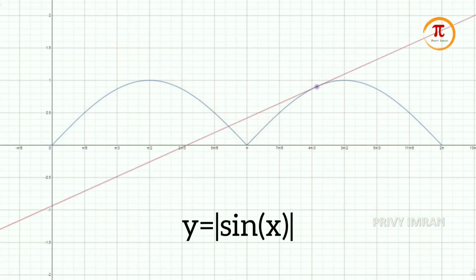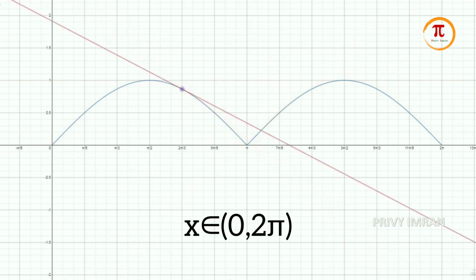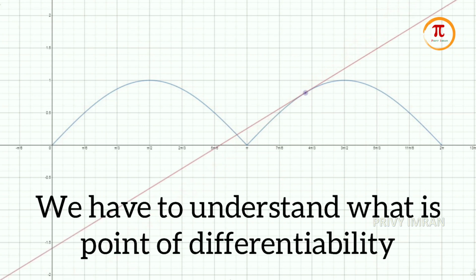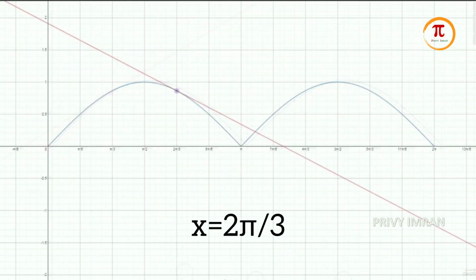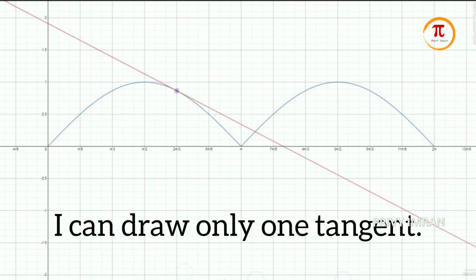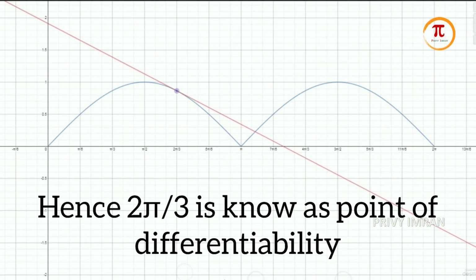Now let me consider a simple function y equal to mod of sin x from 0 to 2 pi. Before explaining point of non-differentiability, first of all we have to understand what is point of differentiability. Now let me stop the position of the tangent at x is equal to 2 pi by 3. If you observe, I can draw only one tangent at x is equal to 2 pi by 3. Hence 2 pi by 3 is known as a point of differentiability.